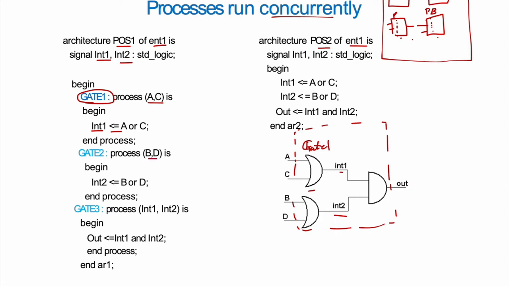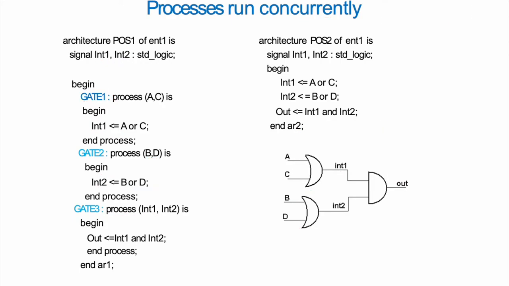Again, we take B and D to be gate two. The process is sensitive to B and D, and we say int two gets B or D, and we have them being separate processes as well. And we have a third process. So if we take the third process, which is gate three, G3 takes this int one and int two, which were created from here, which is the output of gate one and gate two, and takes them as an input to form an AND gate to give an output. And we say that process and that process are concurrent to each other.